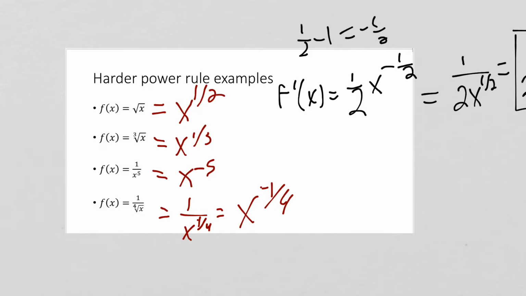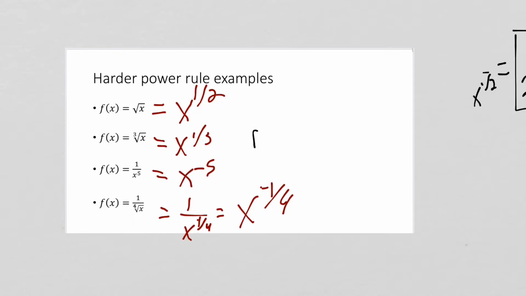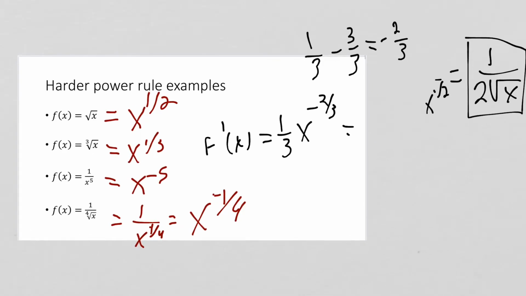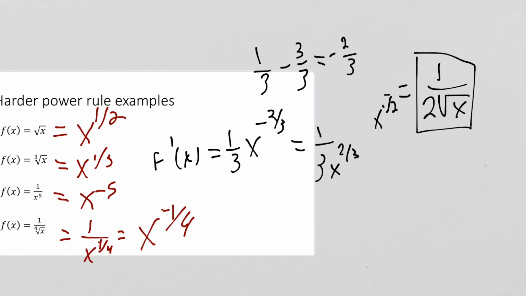So we're going to have our 1/3 jump out front. So we get f prime x equals 1/3 times x to the, what's 1/3 minus 1? 1/3 minus 3/3 is negative 2/3. So it's going to be 1/3 x to the negative 2/3, which will then be 1 over 3 times x to the positive 2/3, which we then should rewrite as 1 over 3 times the cube root of x squared.